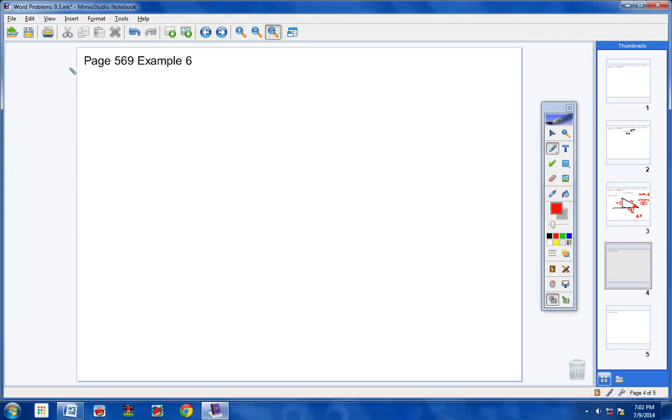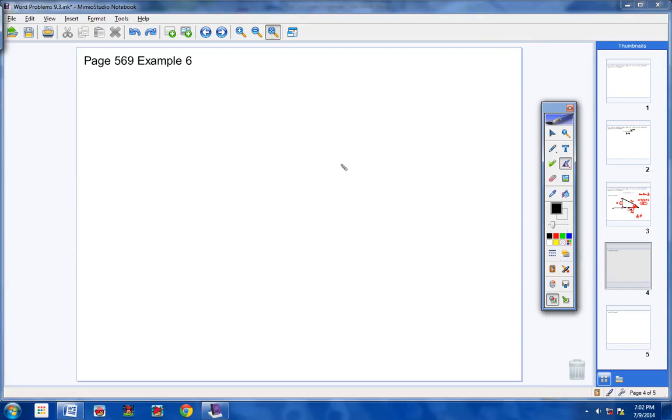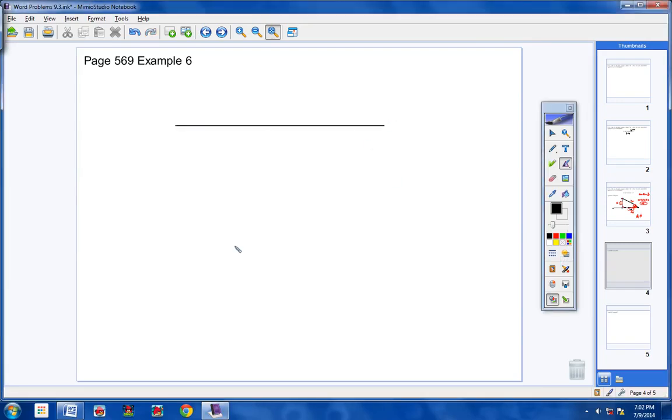So here we go. Pretend you do not have a picture there in front of you. I guess if you wanted to be fancy, you could draw a river like this. I'm just going to simply draw a straight line. There's my river, okay? And then we're going to say that you are right here, and you are 200 yards from the river. So I'm going to go ahead and label this 200 yards.